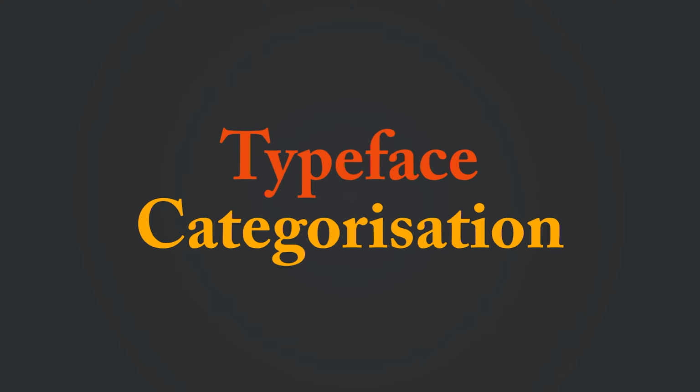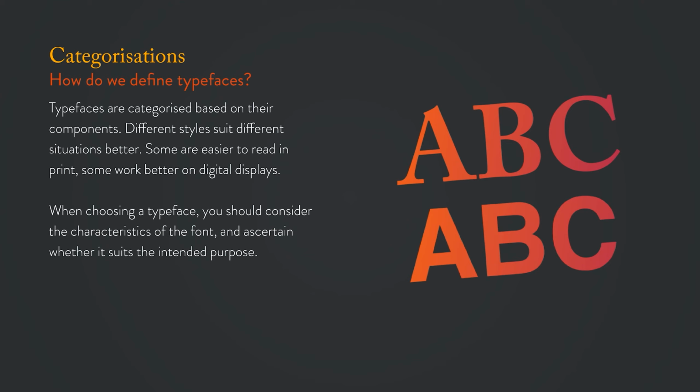Typeface categorization then. How do we define different typefaces? You've probably heard of things like serif and non-serif and script and stuff like that. So I thought it might be worthwhile to just break these down. So they're categorized based on their components, and different styles suit different situations. So some are easier to read in print, for example, and some will work better on digital displays.